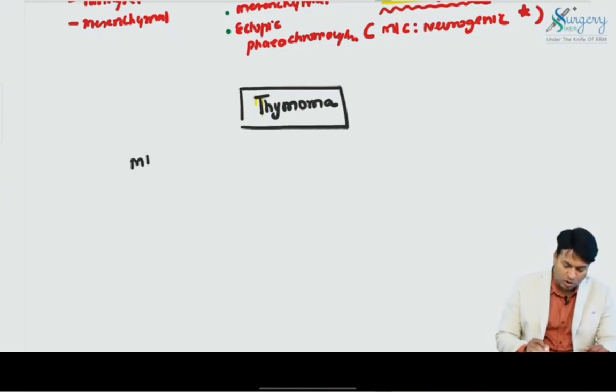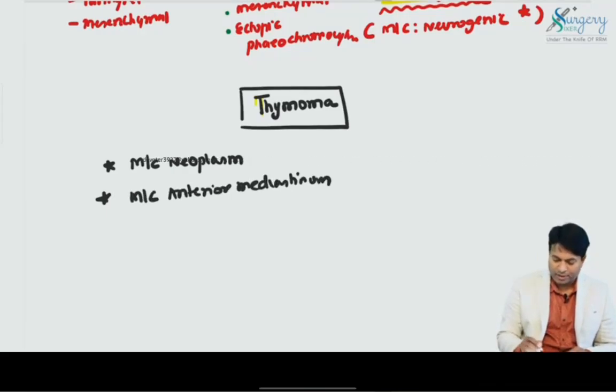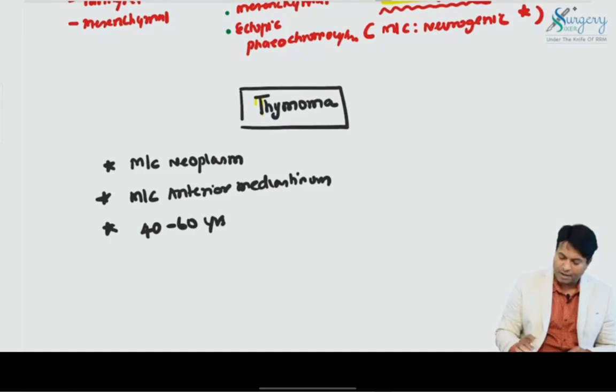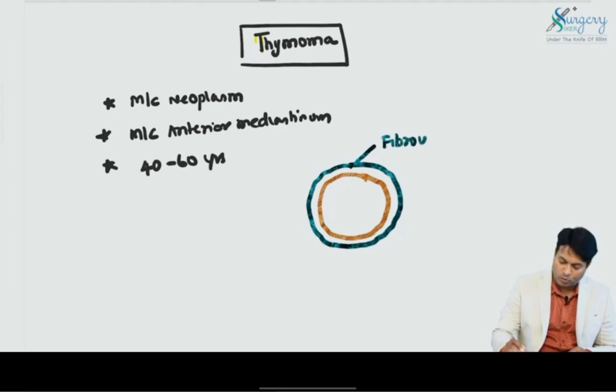Thymoma is the most common neoplasm of the thymus, and it is most commonly seen in the anterior mediastinum. The most common location is the anterior mediastinum, and it is common in the age group of 40 to 60 years. Interestingly, thymoma has a well-defined fibrous capsule. If this is the thymoma, it is surrounded by a well-defined fibrous capsule.